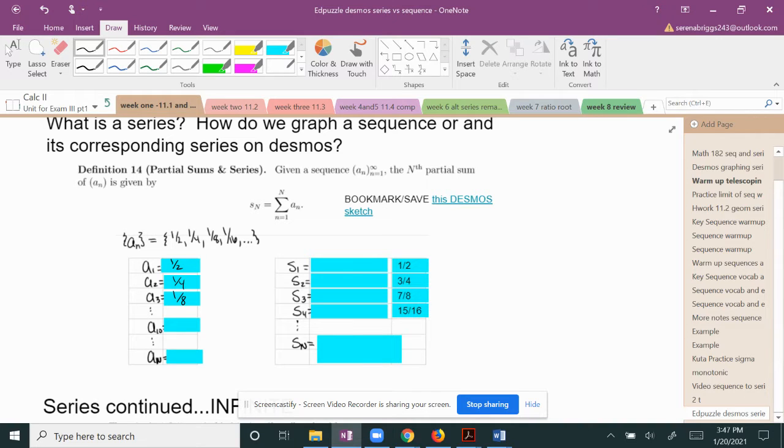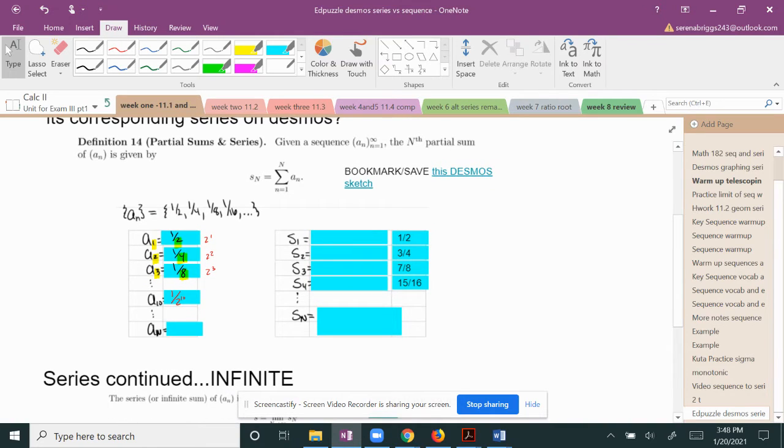What would my 10th term be? When I look at what's going on here, the third term is 8, and the second term is 4, and the first term is 2. And those can be rewritten as 2 to the 1, 2 to the 2, and 2 to the 3. In the numerator, I've just got 1, so A sub 10 is probably 1 over 2 to the 10th, whatever tiny little number that is. A sub n then is 1 over 2 to the n.